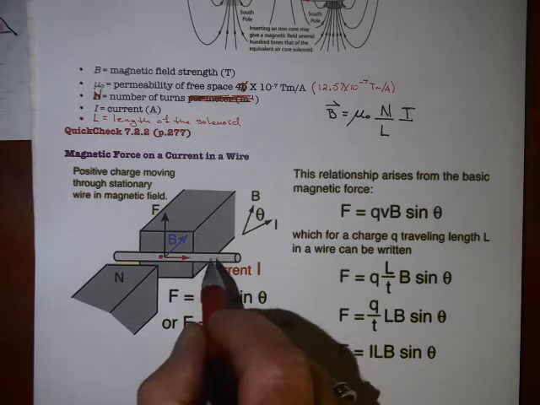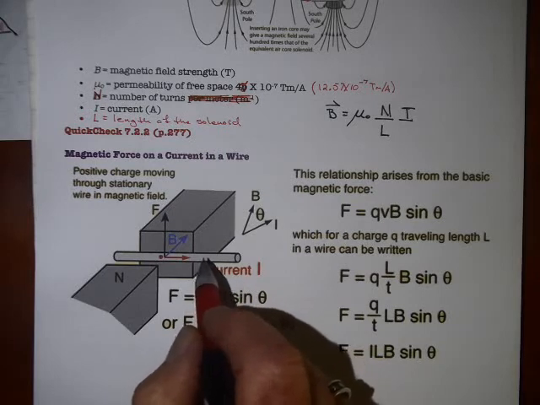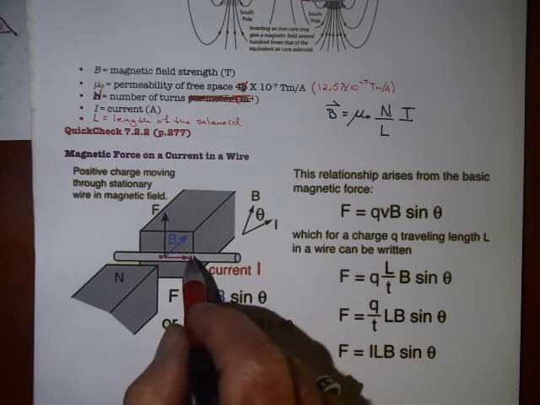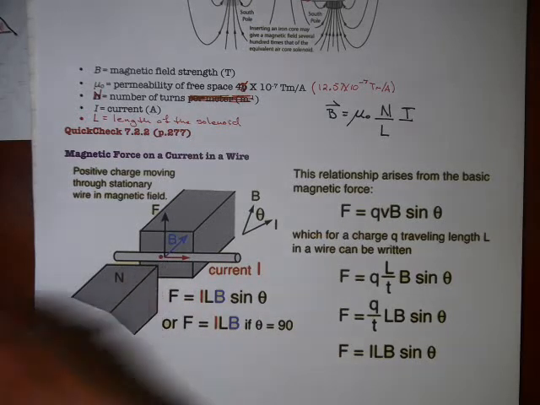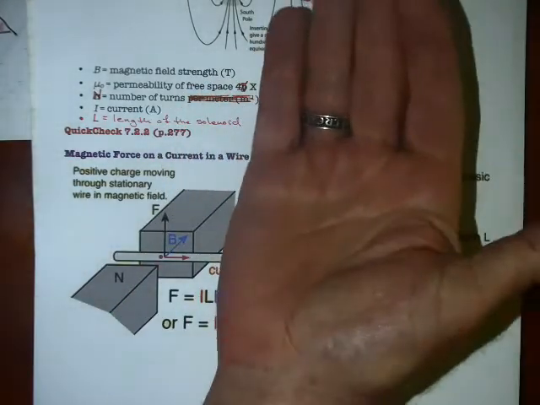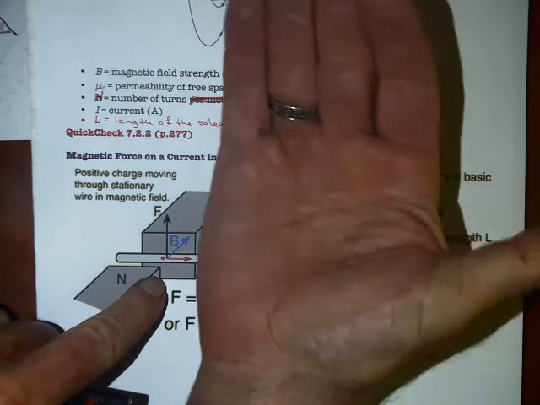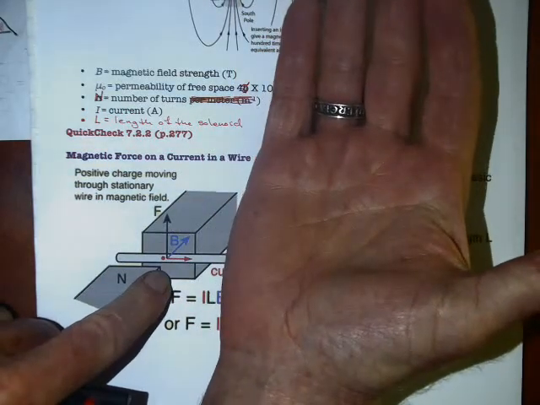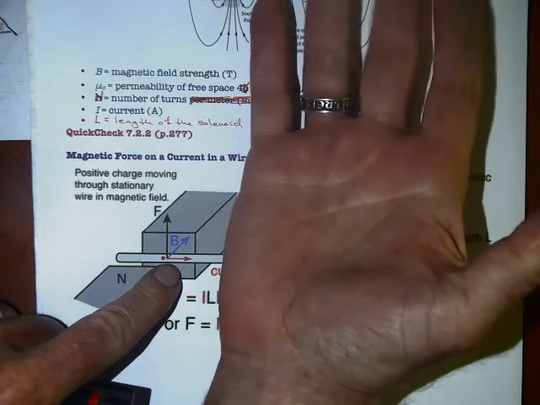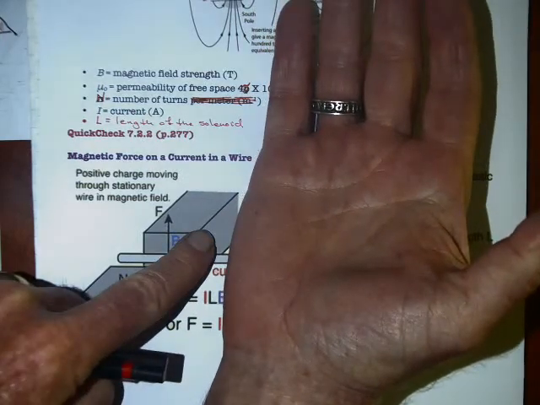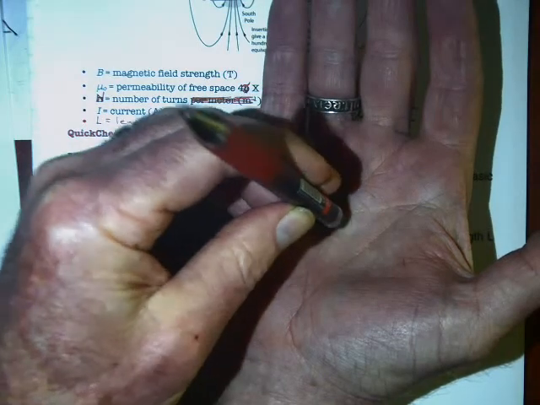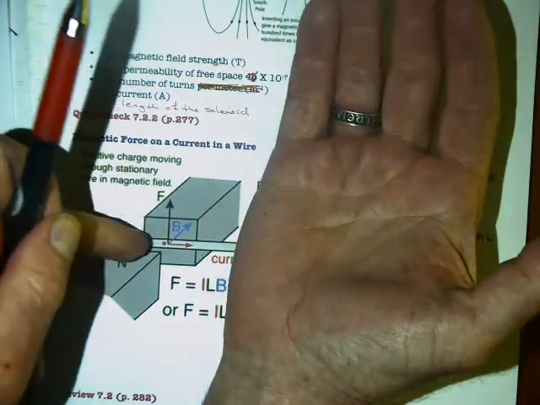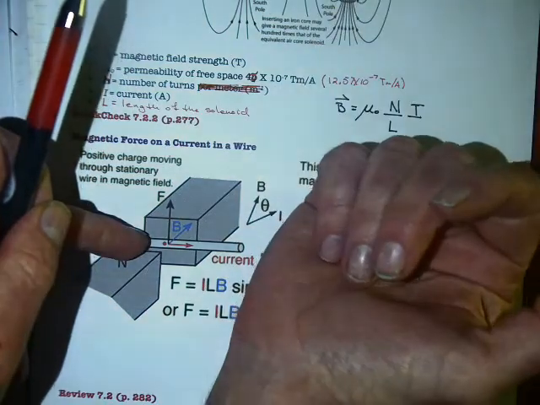In order to get a sense of where the force would go, we're looking at the right-hand rule. The right-hand rule says you point your thumb in the direction of the current. I'm putting my fingers in the direction of the magnetic field, because it's going from north to south this way. Coming out of my palm is where the force vector is. So in this case, the force is going in an upward direction.